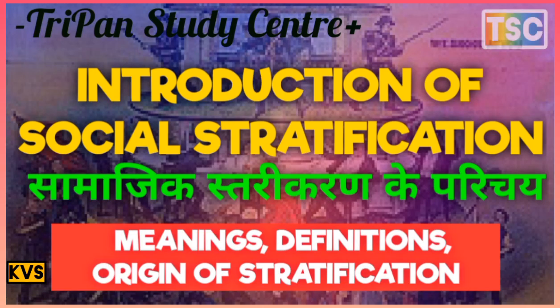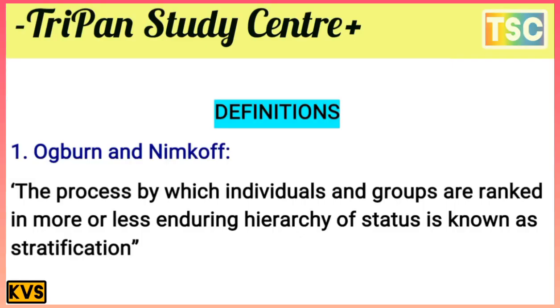Let's see the definitions here. Definitions are most important. The first definition is by Ogburn and Nimkoff. The process by which individuals and groups are ranked in a more or less enduring hierarchy of status is known as stratification.